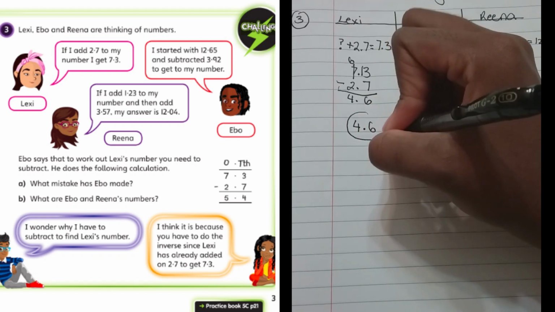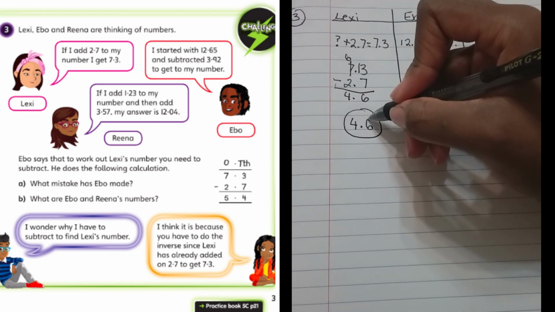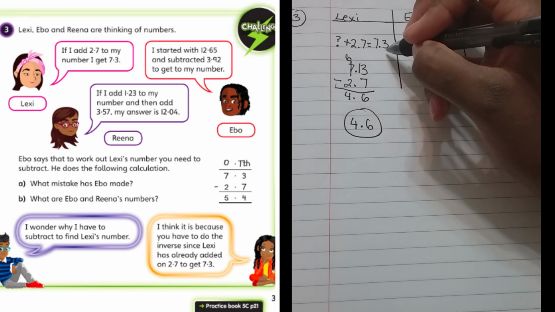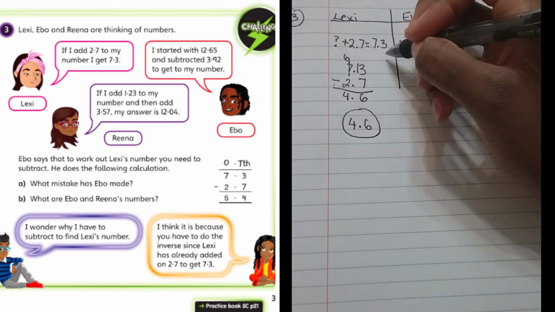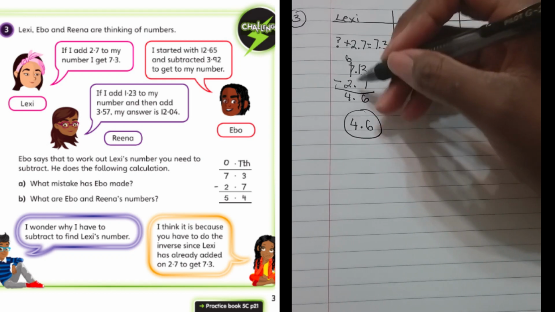How could I double check to see if I got the correct answer? Well, I can just say, is 4.6 plus 2.7 7.3? If I work that out, then I can confirm whether or not it's correct. For the sake of time, though, I'm not going to do that, but you can go ahead, pause, and check.